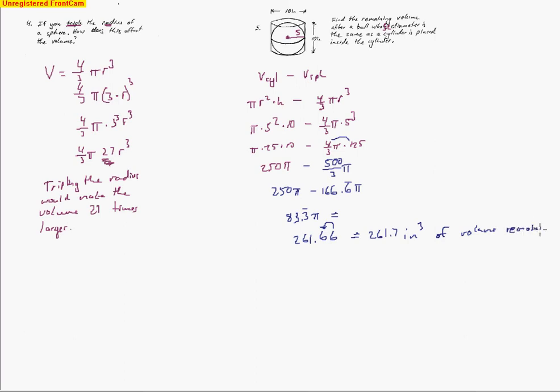And so those are the types of problems that we'll end up seeing on tonight's homework. Good luck.